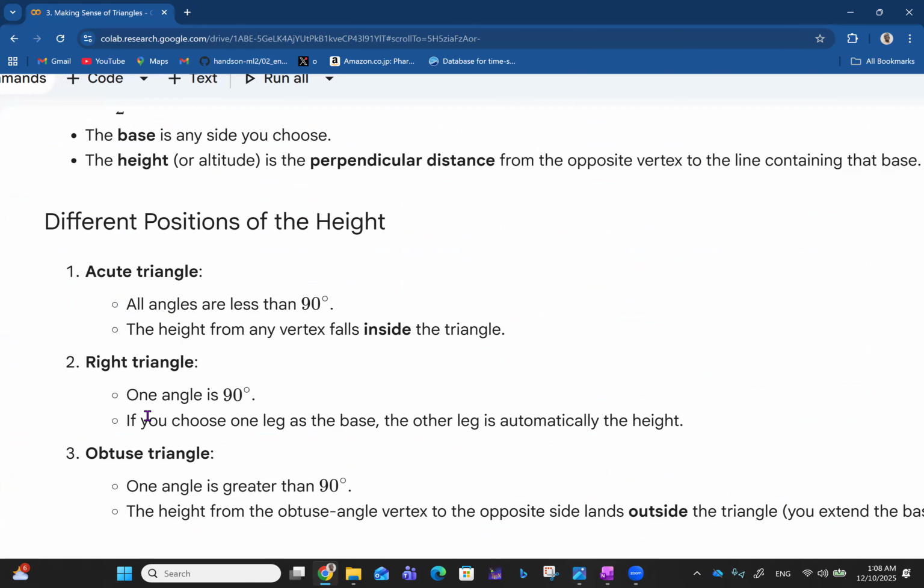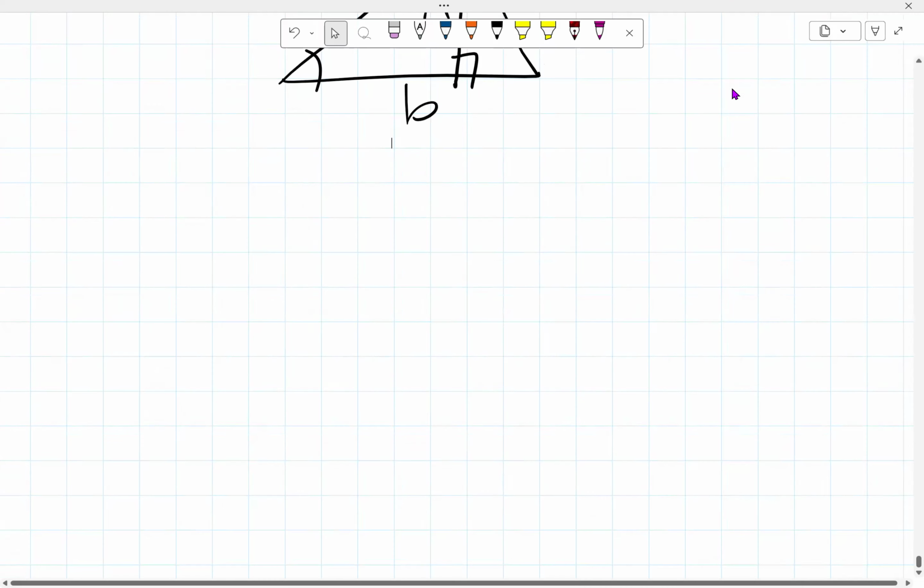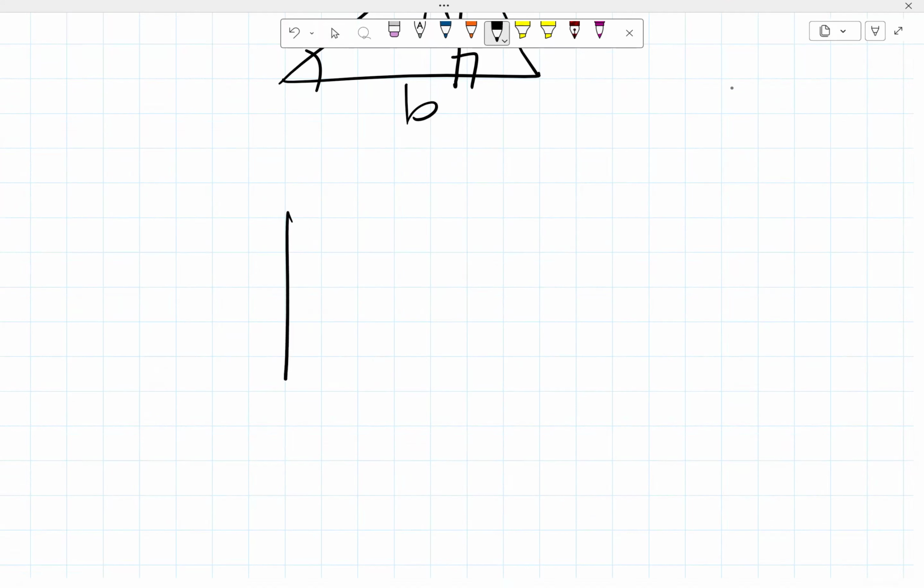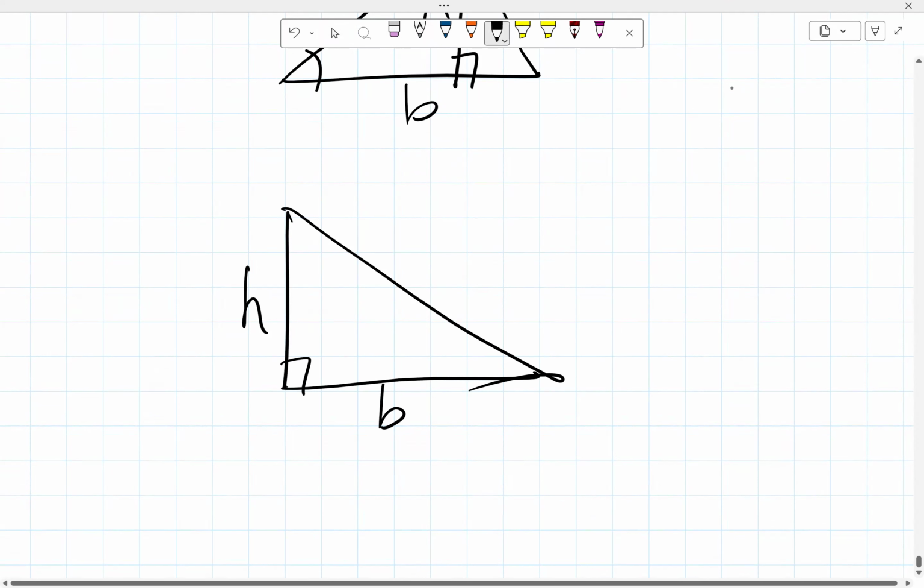The height can take different shapes. For a right angle triangle, one angle is 90 degrees. If you choose one leg as the base, the other leg is automatically the height, very easily. So for a right angle, the height is already there. Imagine you have a right angle triangle. If this is 90 degrees, this is the height, and automatically this will be the base. Or if you choose this as the height, this is automatically the base. Anyhow you choose it is fine.